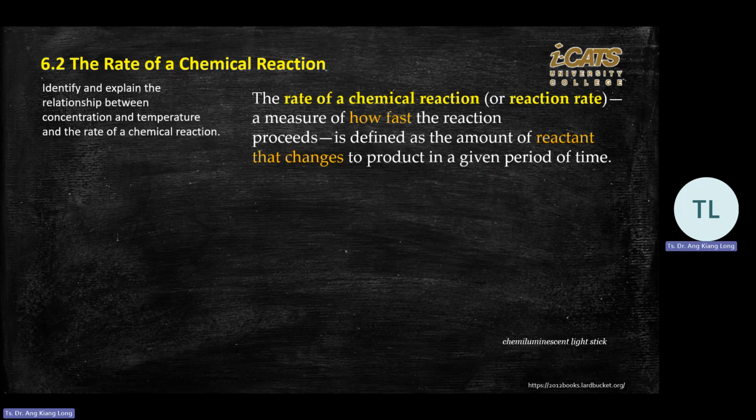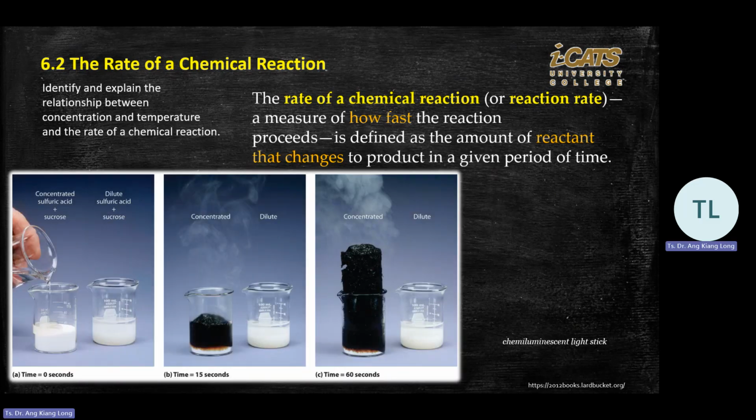So in chemistry 2, reaction rate means the amount of reactant that changes to product in a given period of time. Means the reaction on the whiteboard here means A, B have to change to C and D. So how many mole of A and B have been changed to how many mole of C and D? Okay. So this is when you take sulfuric acid and you pour inside sucrose. So this is sucrose, means sugar. You pour acid and sugar, so the reaction will happen.